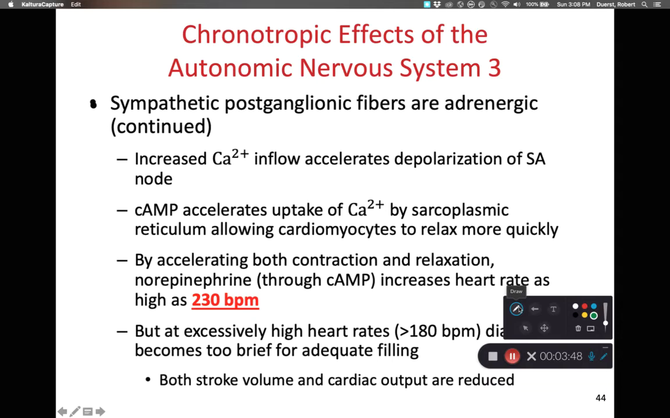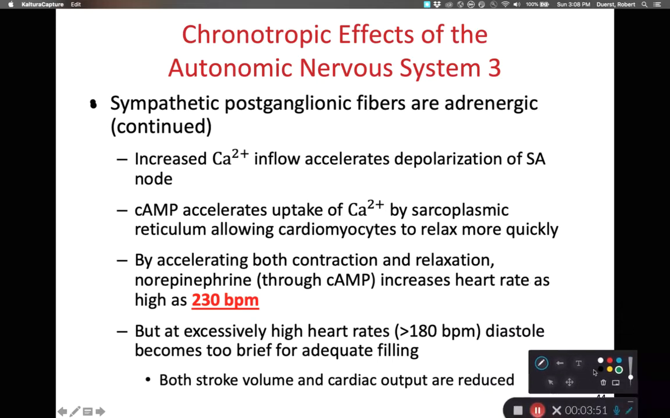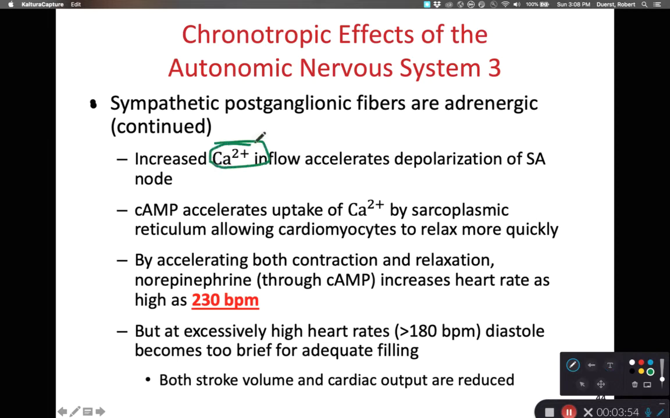Now, as we're looking at those fibers, the increase of calcium ions, particularly in the cells of the sinoatrial node, are going to accelerate the depolarization of the sinoatrial node. And that accelerated depolarization of the sinoatrial node is also going to contribute to an accelerated heart rate. We also find that contraction is accelerated, and the relaxation phase is accelerated, and that the heart rate can go up to a max of 230 beats per minute, which is quite high.